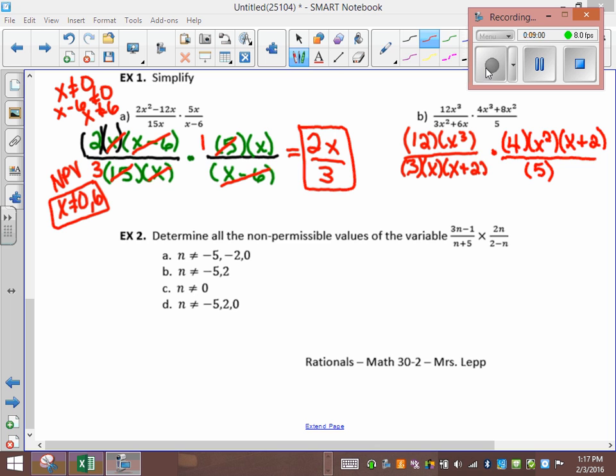What do we have to do next, Joe? Before we cancel. NPVs, yeah. So 3 doesn't get us an NPV, 5 doesn't get us an NPV, x can't equal 0 is going to be our other one, and then x plus 2 can't equal 0. So x can't equal negative 2. So we have x can't equal 0 or negative 2.